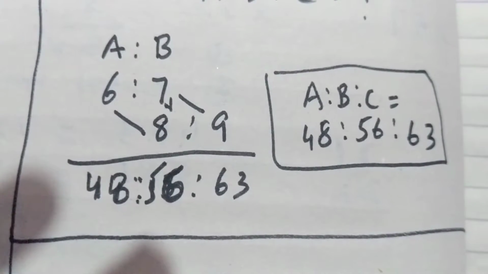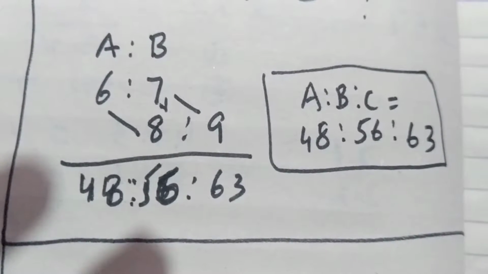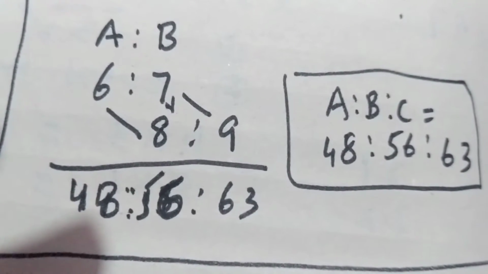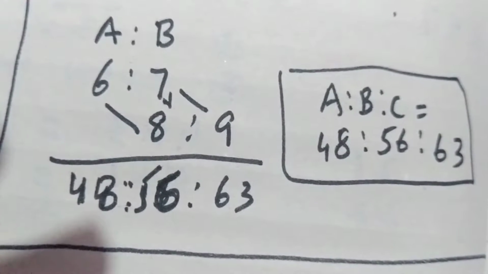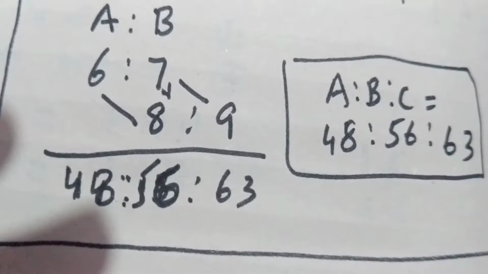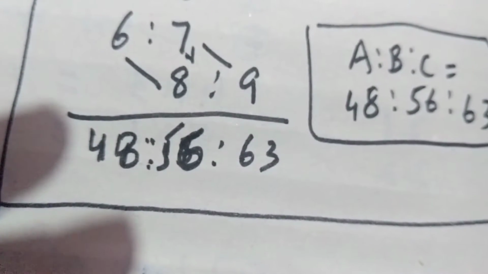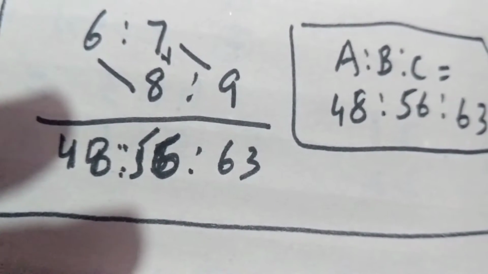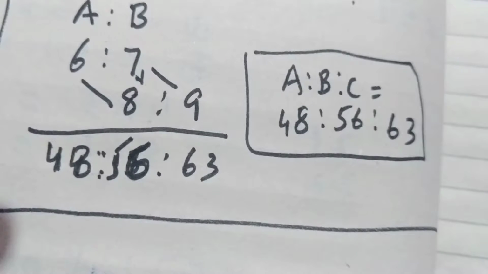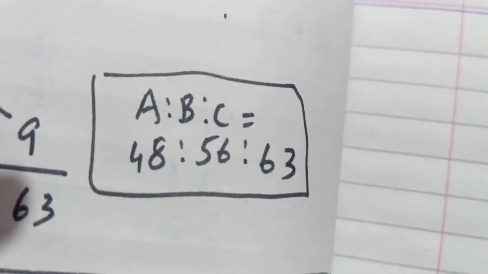A ratio B is equal to 6 ratio 7 whereas B ratio C is equal to 8 ratio 9. By multiplying the values in this fashion, 6 with 8, 7 with 8, whereas 7 with 9. 6 multiplied by 8 is 48, then 7 multiplied by 8 is 56, and the last is 7 multiplied by 9, the answer is 63. A ratio B ratio C is equal to 48 ratio 56 ratio 63.